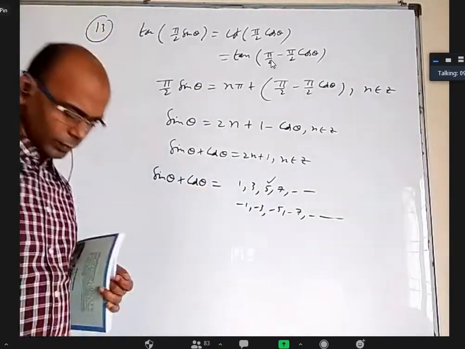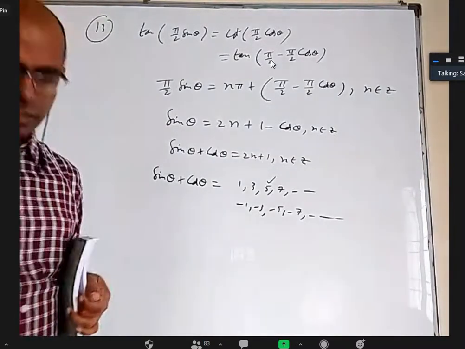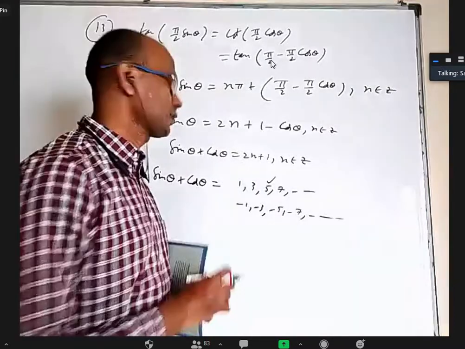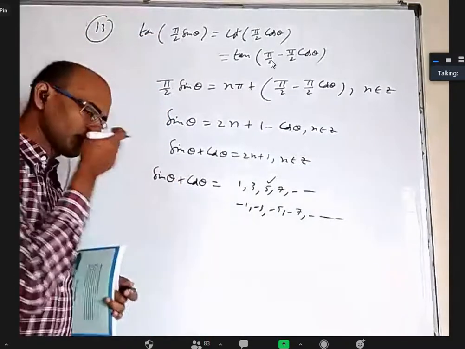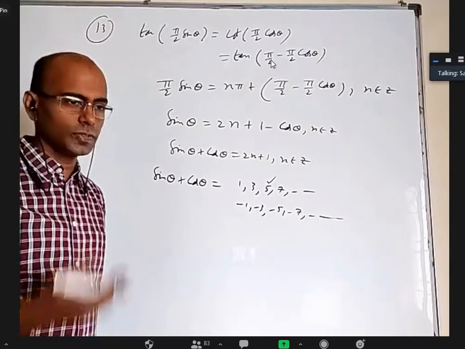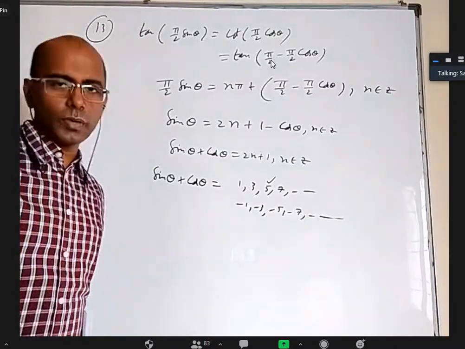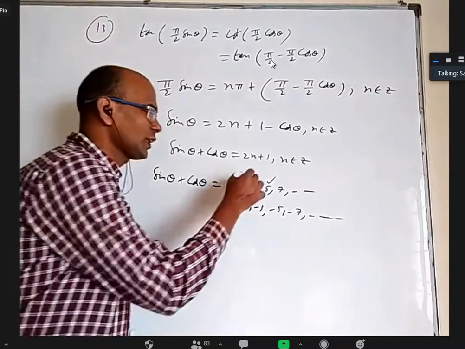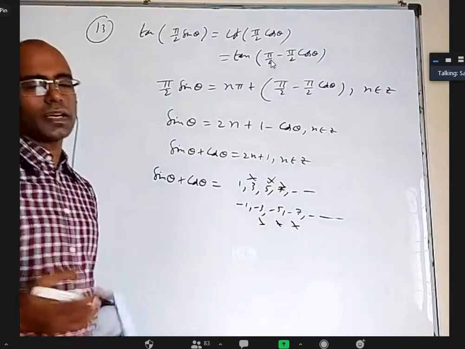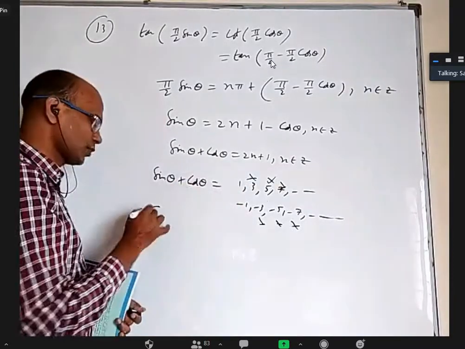No, sir. Maximum value of sin theta plus cos theta? Root 2. It is not that this maximum is 1 and this maximum is 1. The maximum value of a sin theta plus b cos theta is root of a square plus b square, which is root 2. Anything more than 1.414, it cannot attain. It cannot attain 3, 5, 7. All these are not acceptable solutions. So we are left with only these two.